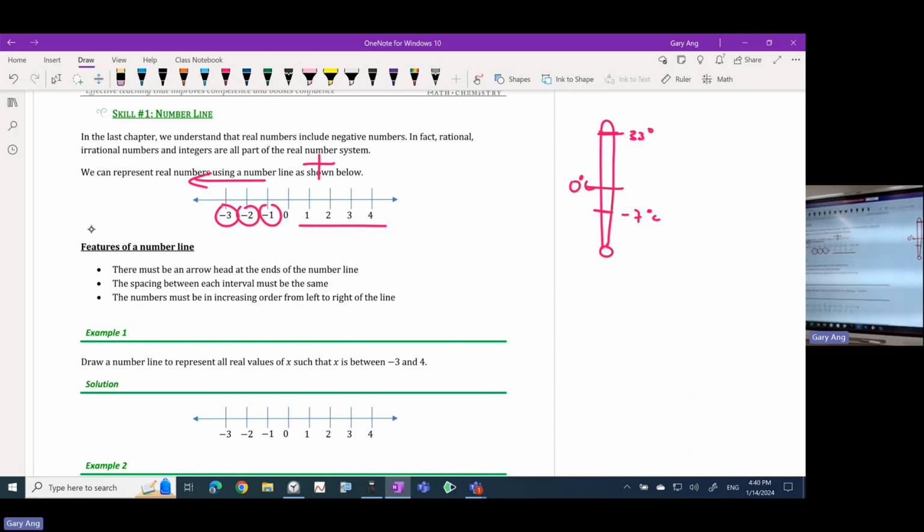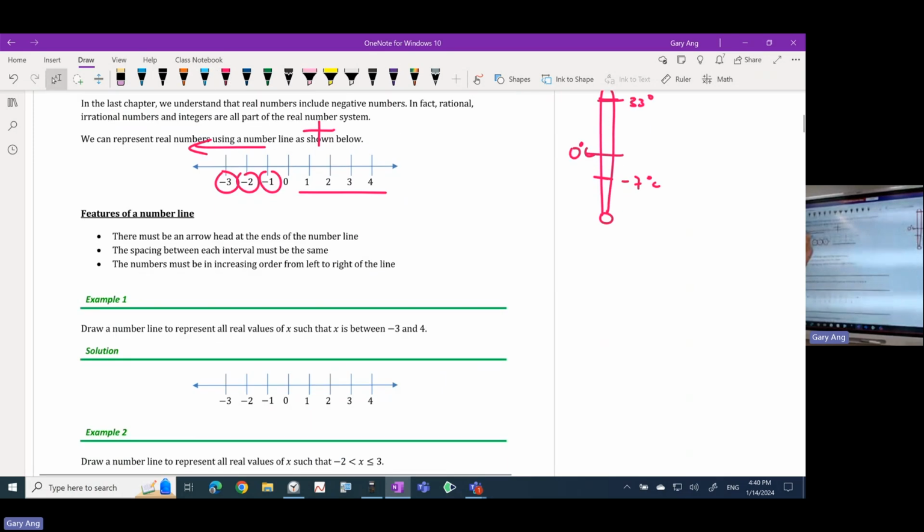Okay. So yeah, I hope that makes sense. So that's how a number line is. Very lame one. Okay. So it's a line with numbers. That's called a number line. Okay.